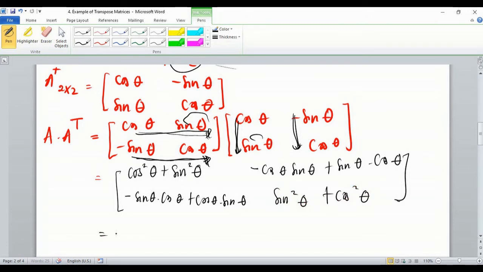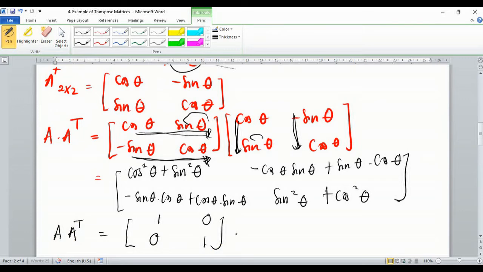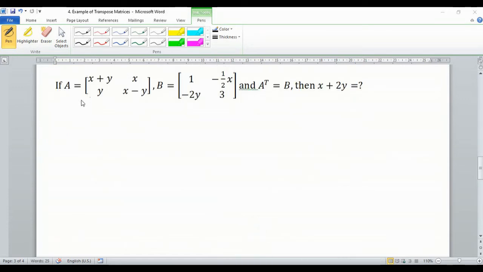So from here, we know from the trigonometric identity that this result will be 1. This one is to be 0. This one is to be 0. This is to be 1. So A times A power t is also equal to the identity. So I hope you understand. So let's jump to another example.